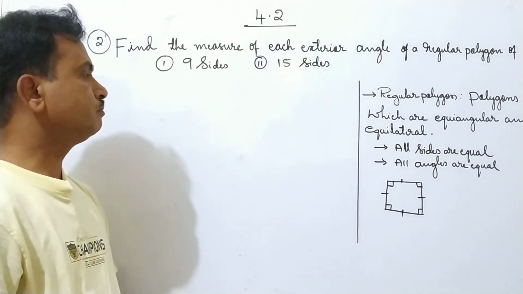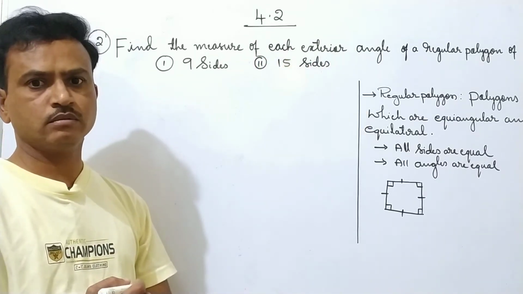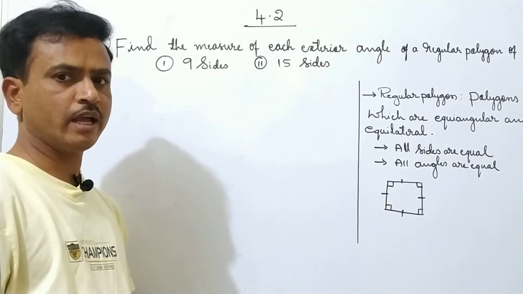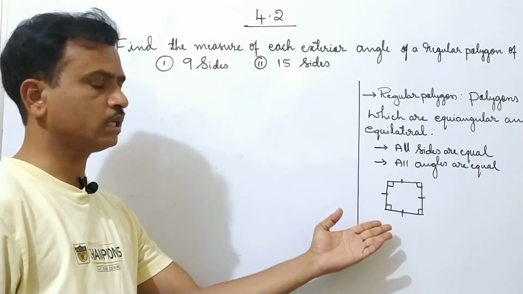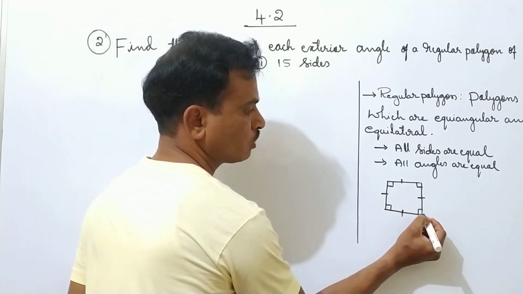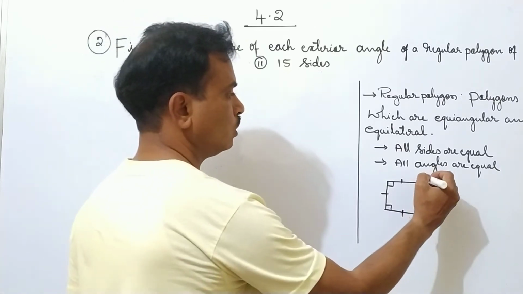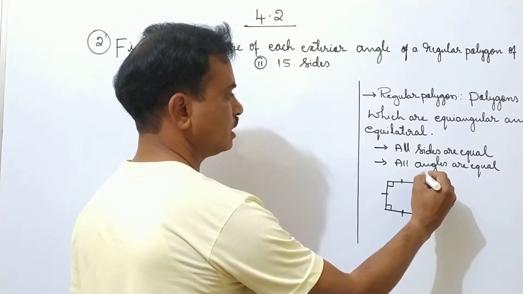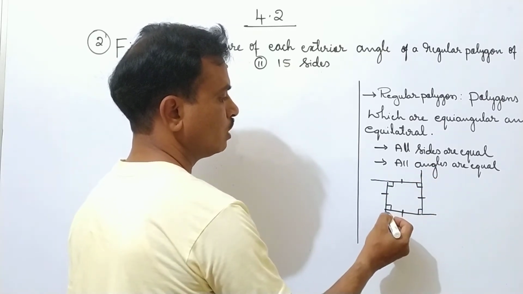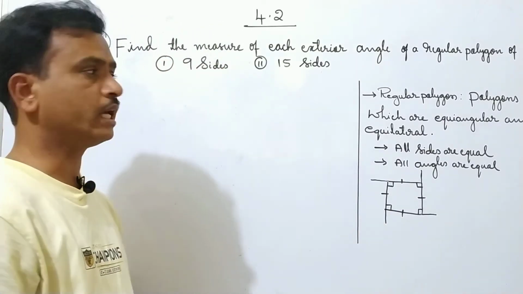Now in this question, find the measure of each exterior angle. Exterior angle in this regular polygon means the outside angle. So this angle is said to be an exterior angle. Here also you can take an exterior angle. Here also we can take an exterior angle, an outside angle. Exterior angle is nothing but an outside angle.